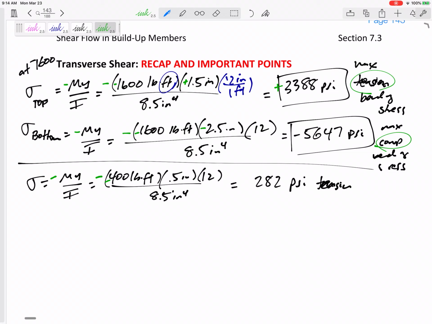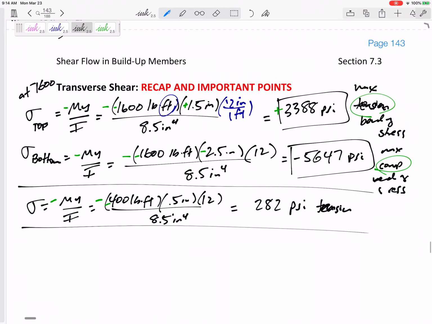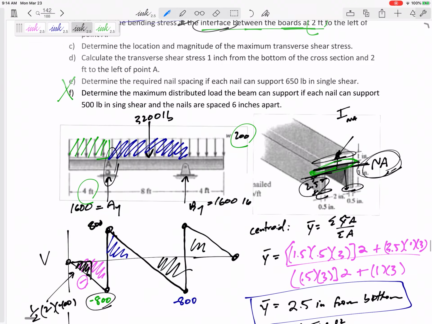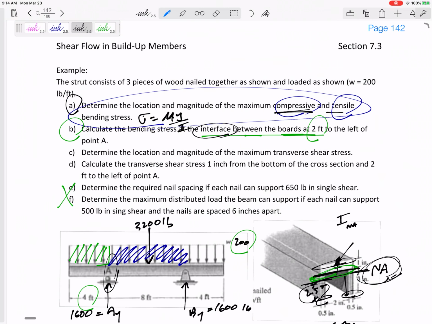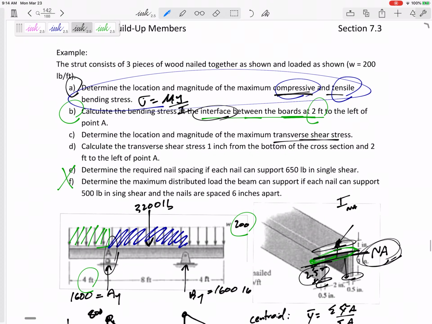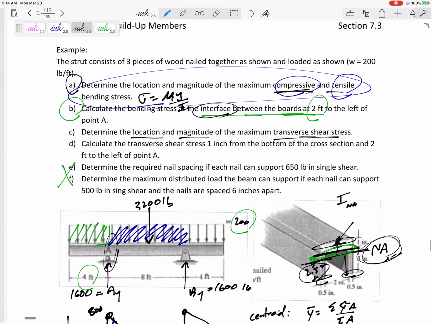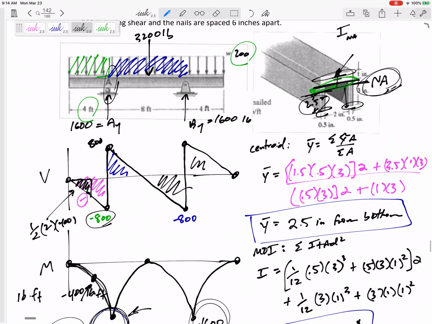All right, so now we're going to start talking about shear stress, maximum transverse shear stress. Determine the location and magnitude of the maximum transverse shear stress. All right, so where is the maximum transverse shear stress? It would be right here at any of those locations, and the maximum magnitude would be 800.